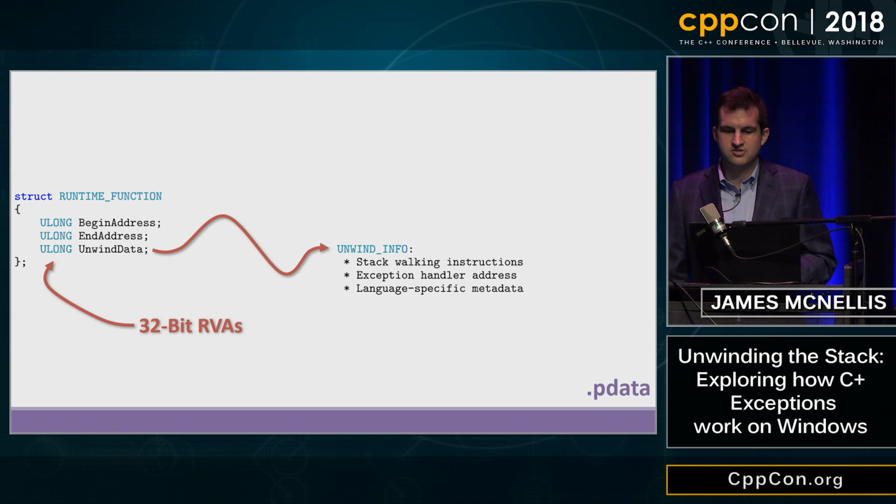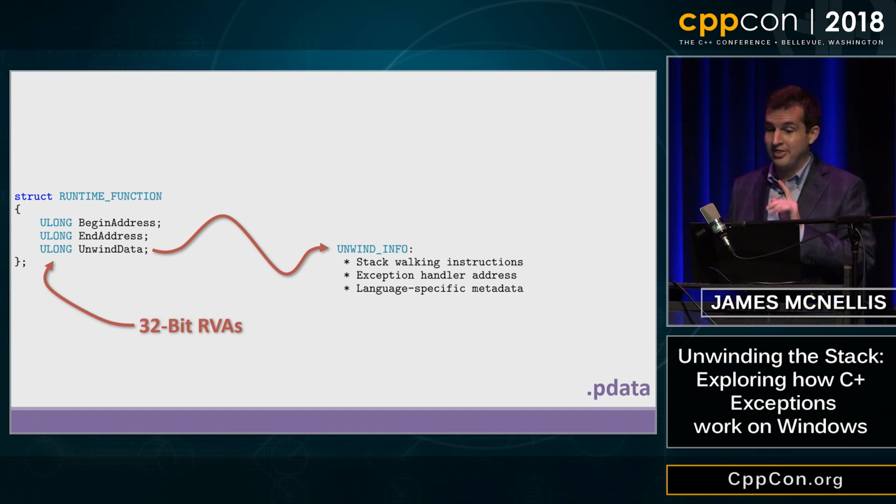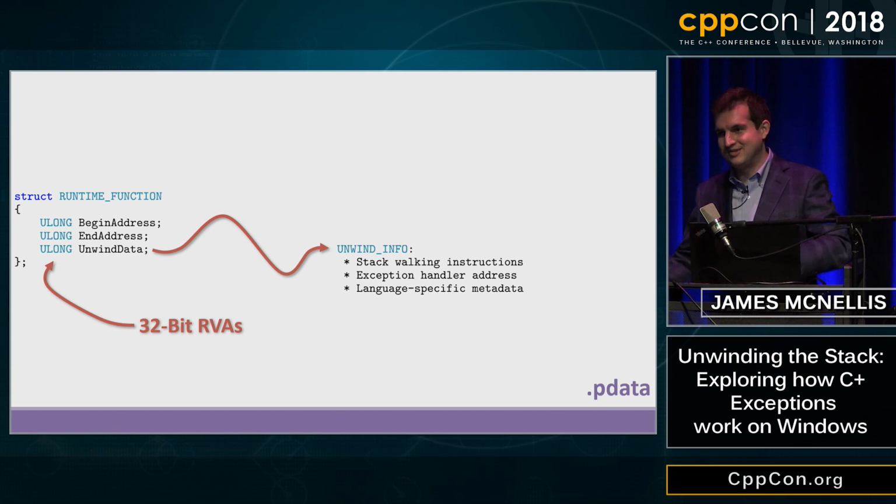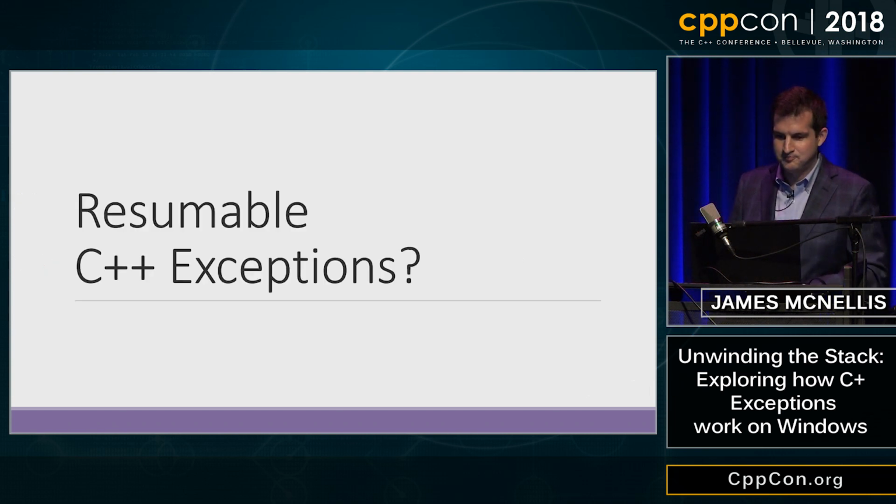So instead what we do is we actually store pointers as 32-bit RVAs, which are just offsets from the beginning of the DLL or exe. If you want to learn more about that, I'll refer you to my talk from last year's CppCon, where I discussed all the details of how DLLs work on Windows.